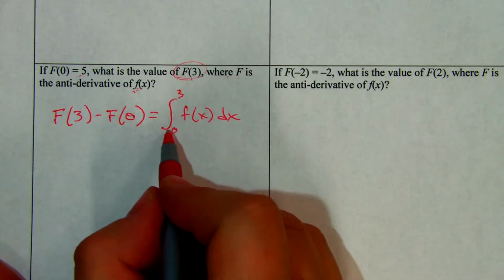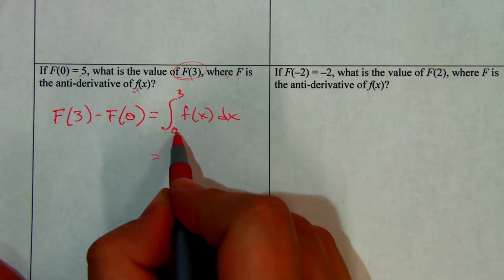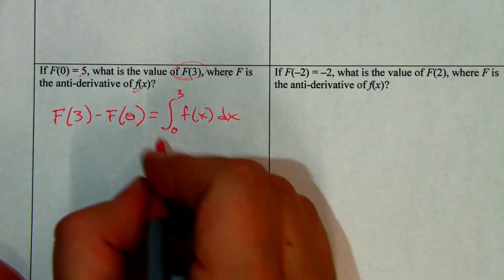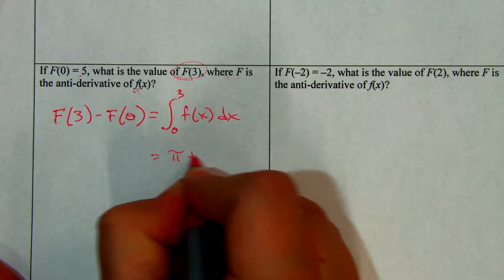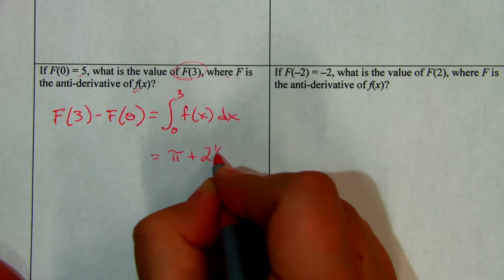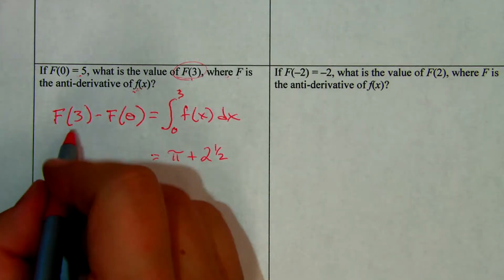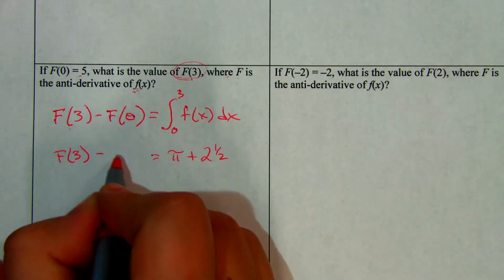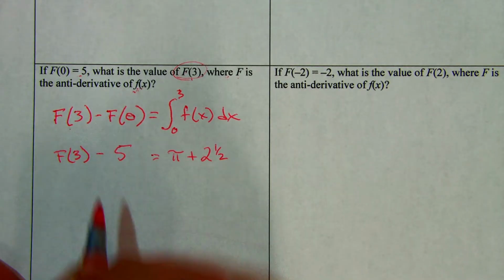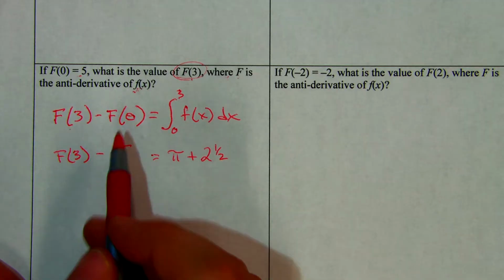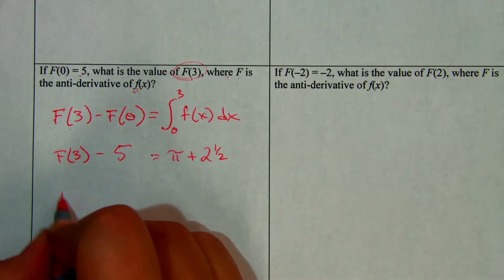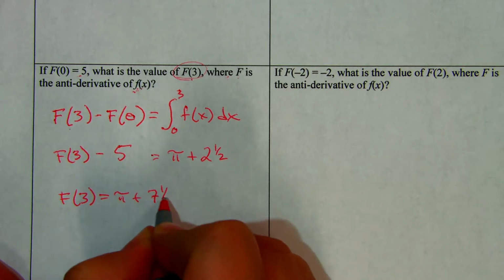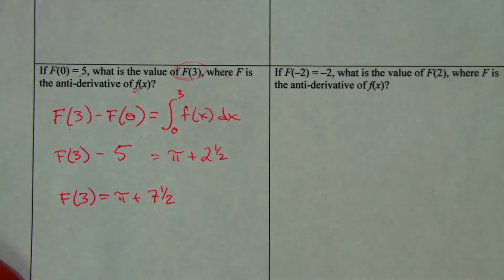Now it turns out that I already found that the integral of little f of x dx from 0 to 3 is equal to pi plus 2.5. I don't know what big F of 3 is, but I do know that big F of 0 is 5, because they told me that. Okay, now I've just got an algebra problem. So F of 3 is pi plus 7.5. Just as easy as that.